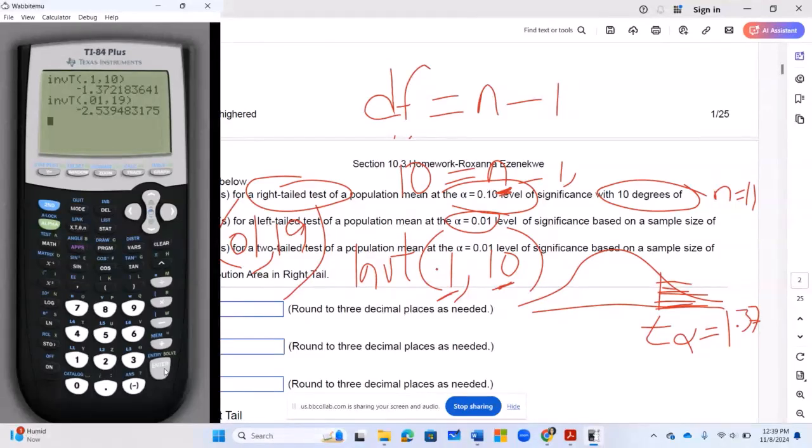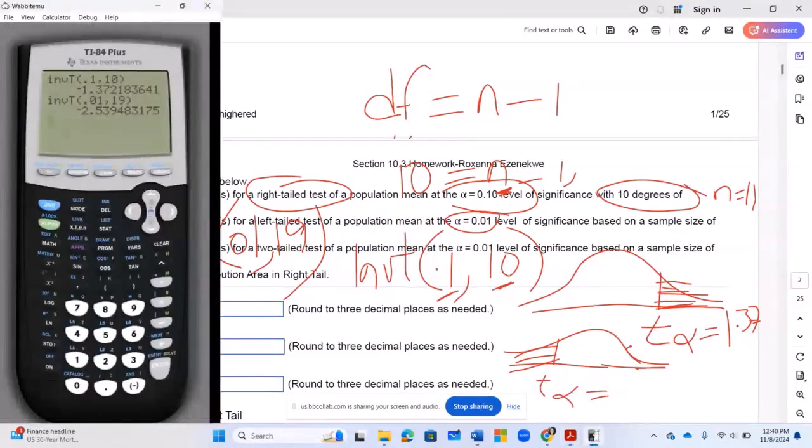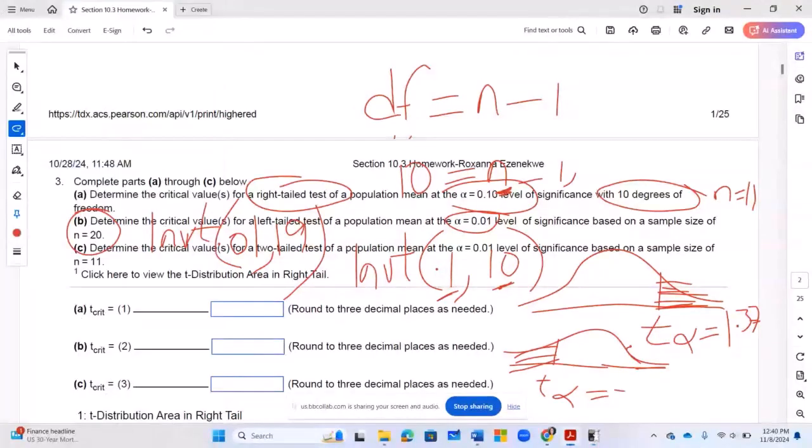But I need to make sure I know whether it is to the right or to the left. So it says to the left. So make sure I draw a normal curve showing that it's area to the left, and then the T alpha for area to the left is negative 2.54. Okay, and we're going to do C also.